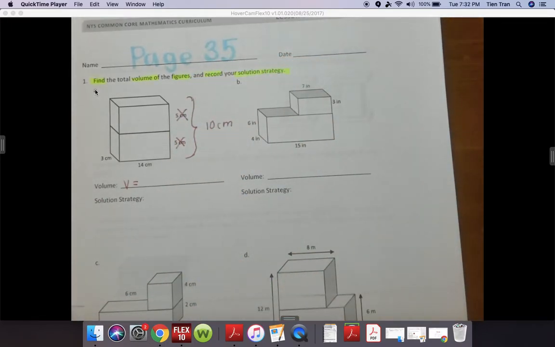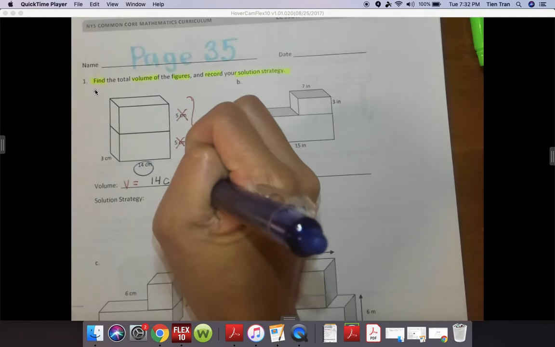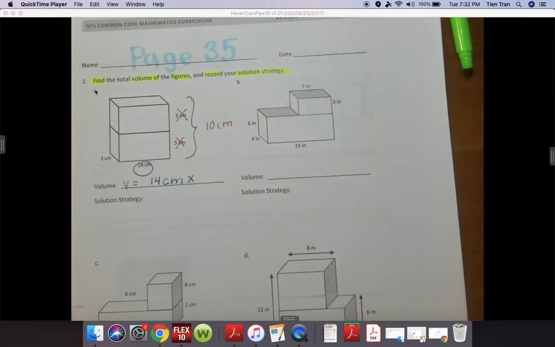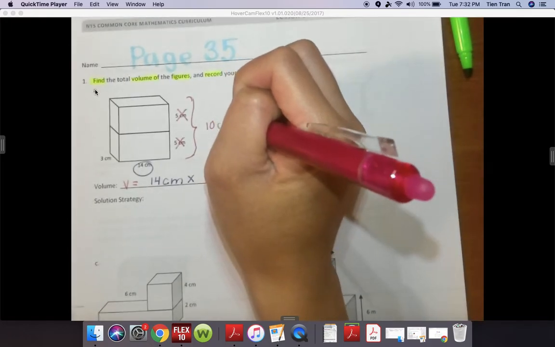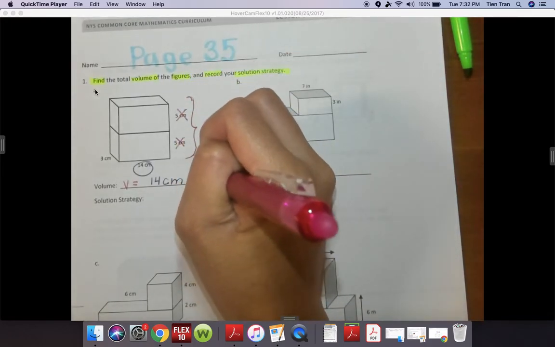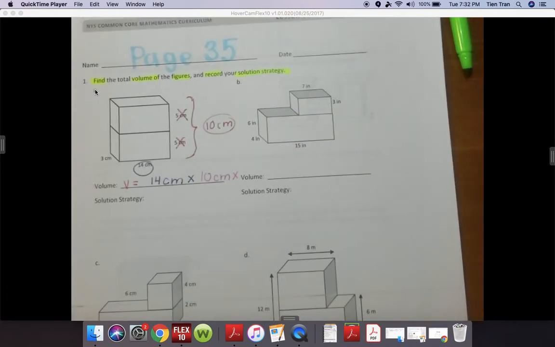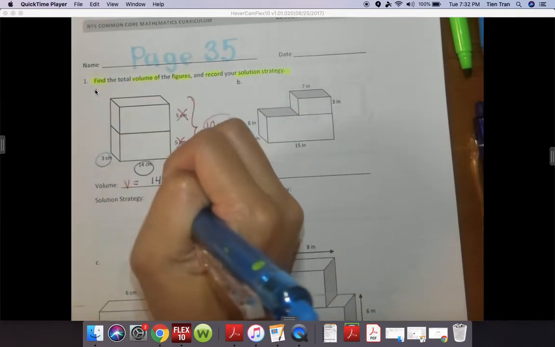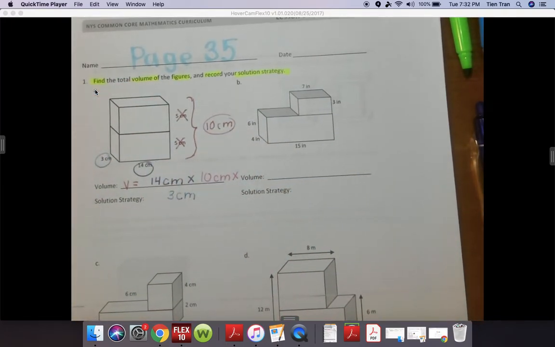So I'm multiplying 14 centimeters times 10 centimeters times 3 centimeters in order to get my answer.